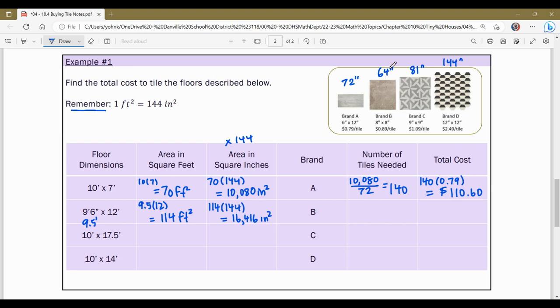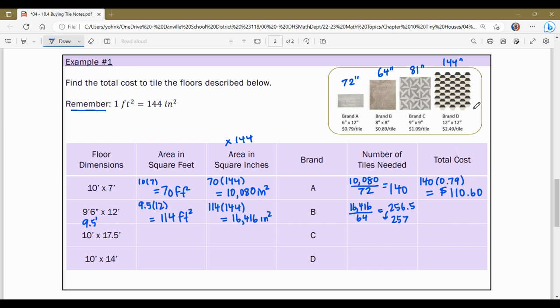I'm using brand B tile, which covers 64 square inches. So I'm going to take 16,416 and divide by 64. Now, when I do this, I'm going to get a decimal. I get 256.5. However, you cannot buy half a tile. You have to buy whole tiles. And so you're always going to round up to 257 tiles.